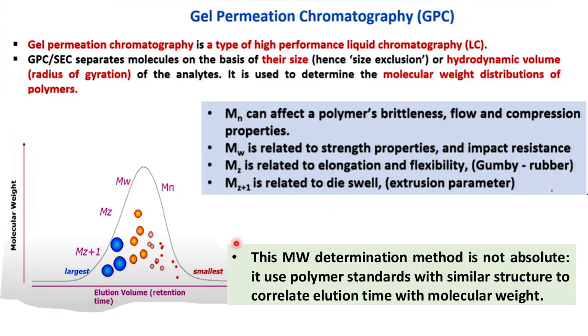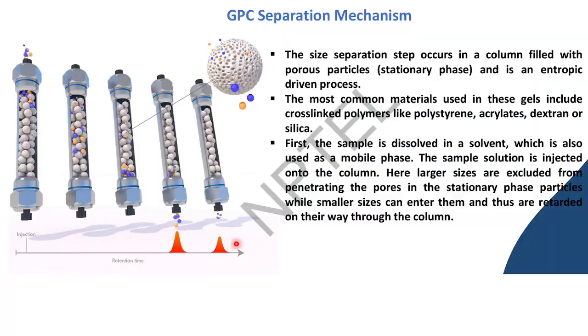Now in case of GPC, it is not an absolute method. Through the size we are measuring the molecular weight. So to get the absolute one, one can go for SLS or different angle light scattering. Through light scattering you can get the absolute molecular weight of a polymeric sample.